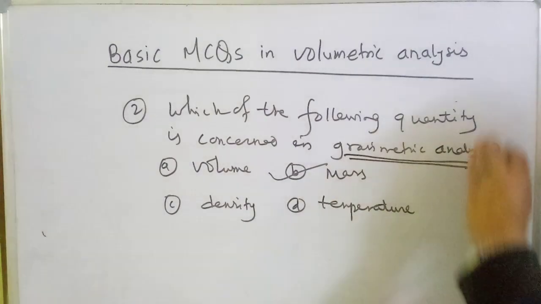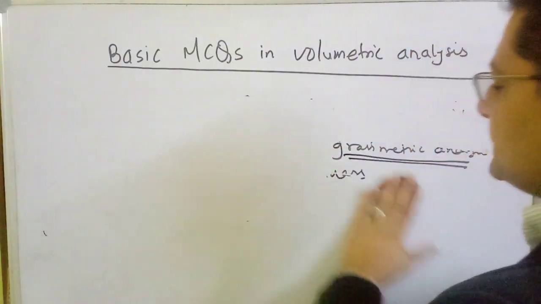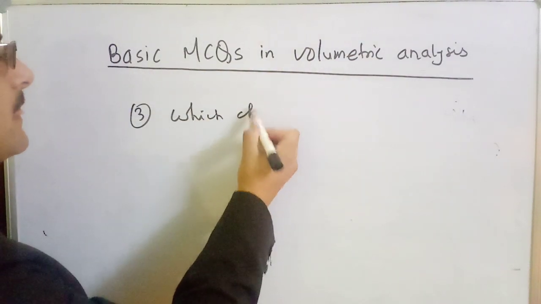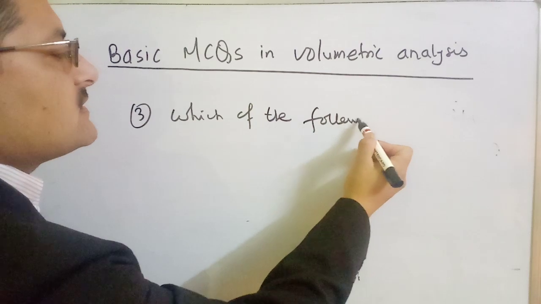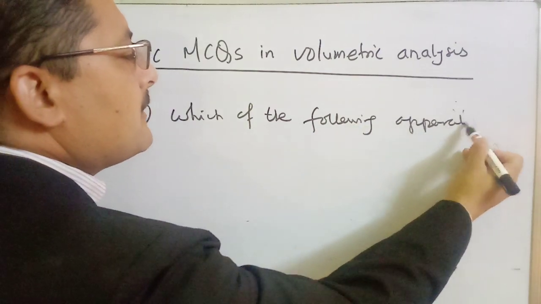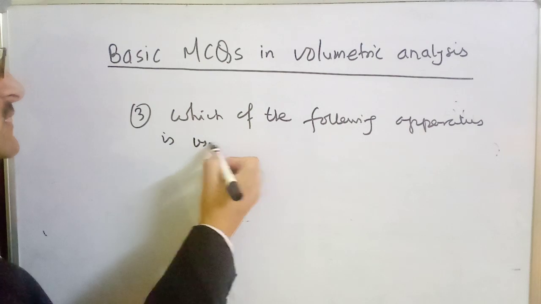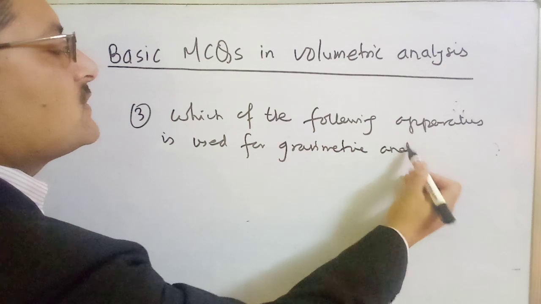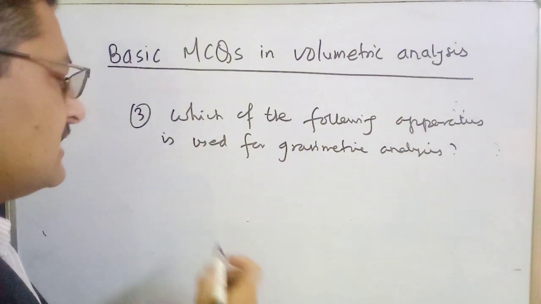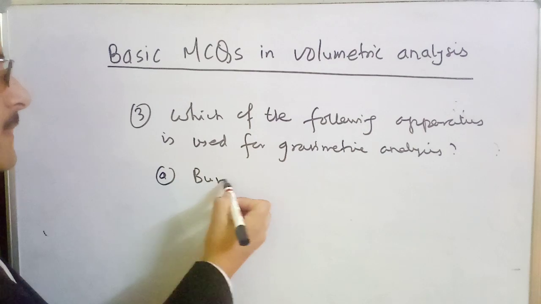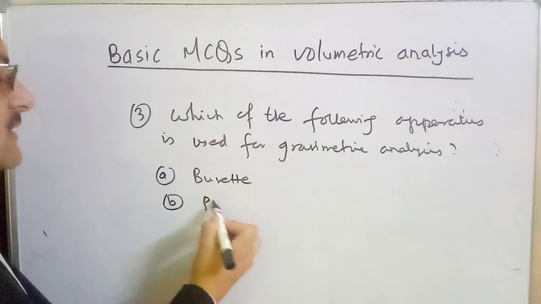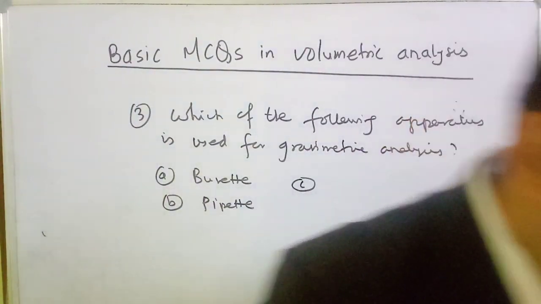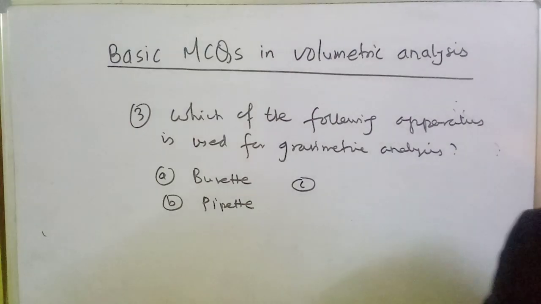Now we go to the next, the third MCQ. Which of the following apparatus is used for gravimetric analysis? Option A is burette, option B is pipette, and then option C we have volumetric flask.